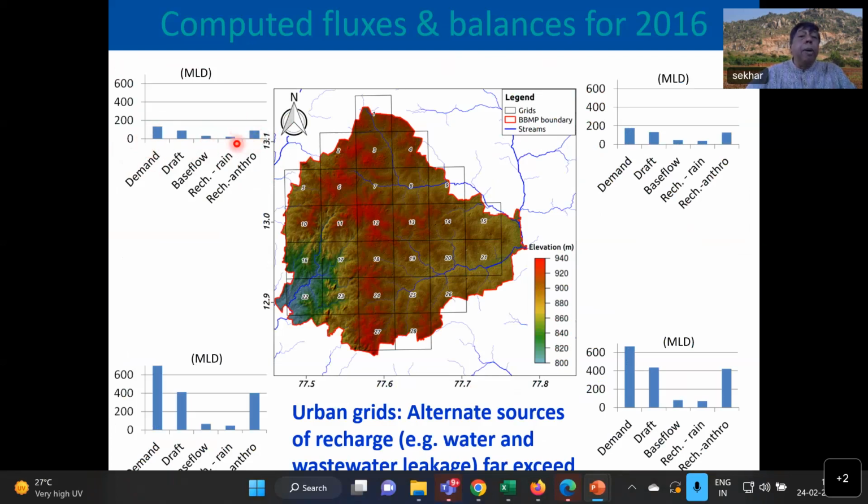So if you only compare with recharge from rainfall, you will say Bangalore is going to hit the dust, and they will draw cartoons in newspapers. But that ignores recharge from anthropogenic sources, such as leaking pipelines and leaking wastewater pipelines. So you can see the demand versus the situation.